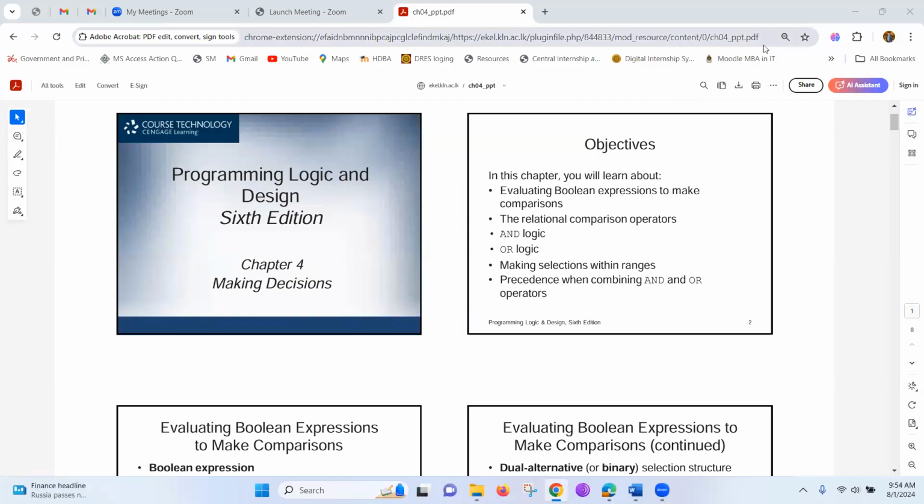Okay, we can start the new chapter. From here onwards, it's all about making decisions. After completing this session, you should be able to evaluate Boolean expressions to make comparisons, then the relational comparison operations. We need to study AND, OR gates. I know you did a lot in your A levels, so it should be very easy for you to manage those things.